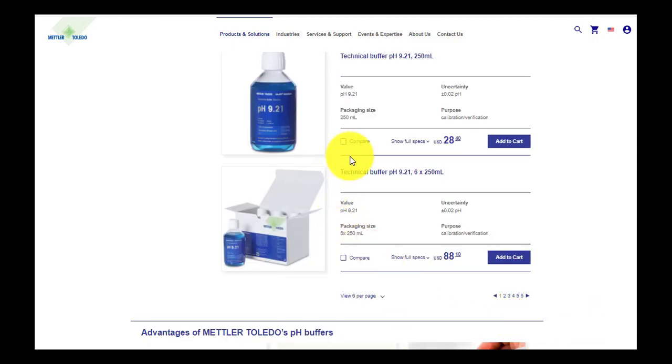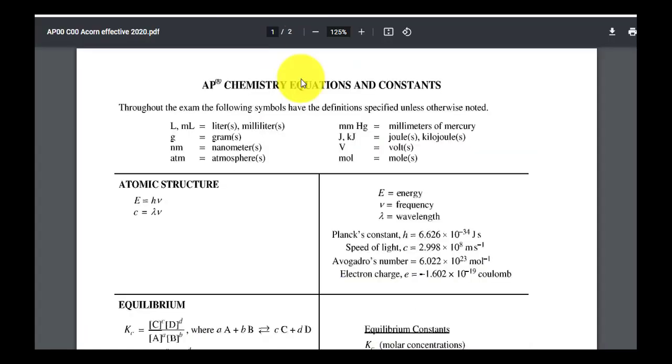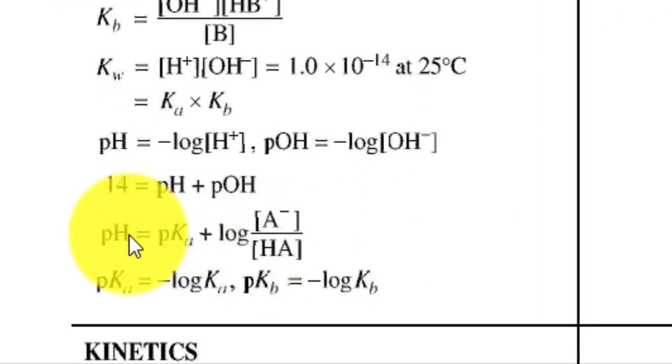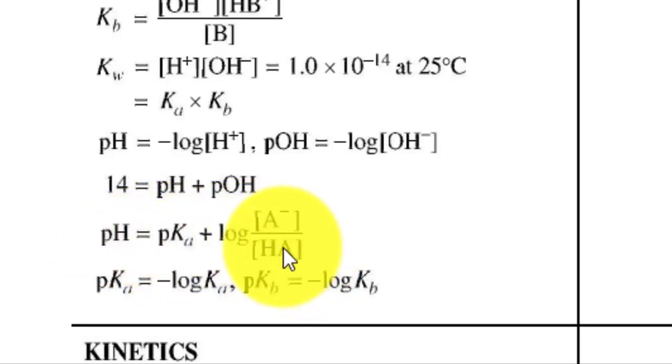Now, the key thing to buffers is knowing that you're going to be using the equilibrium acid-base equations for it. The most important one is the Henderson-Hasselbalch, where if you've got a buffer, it's going to have a certain pH, and you will have to know the acid that you're using with it and the base that you're using with it. Now, these aren't just any old acids and bases.